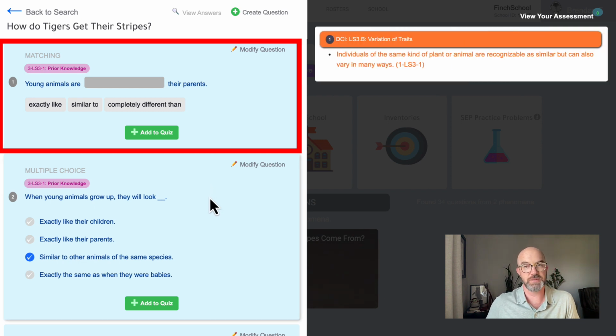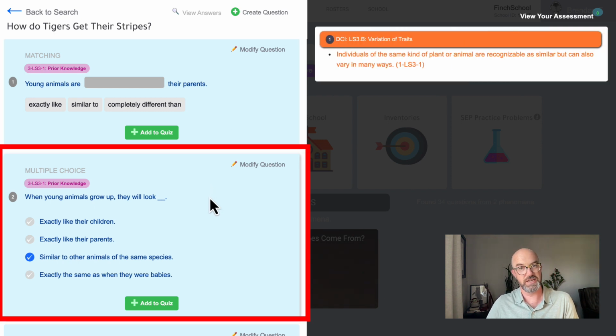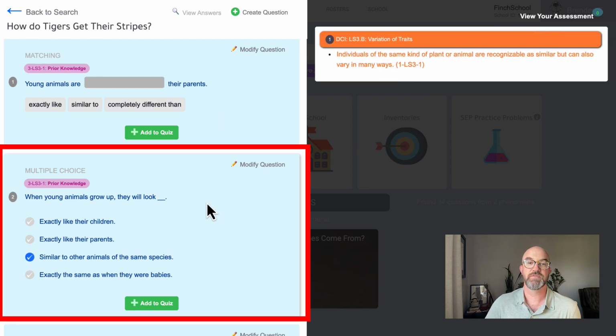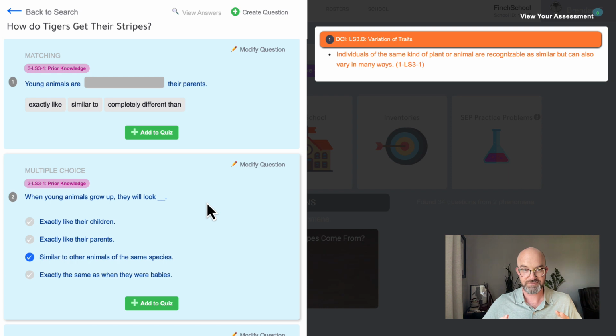We also have another question at the bottom where we ask about the other DCI. That was LS3A up here, inheritance of traits, and this one is about variation of traits. Students should leave first grade understanding that individuals of the same kind of plant or animal are recognizable as similar, but can also vary in many ways. In the question, we ask, when young animals grow up, they will blank. Ideally, students will answer that they're similar to other animals of the same species. They should understand that similar animals are going to look similar, but not the same.